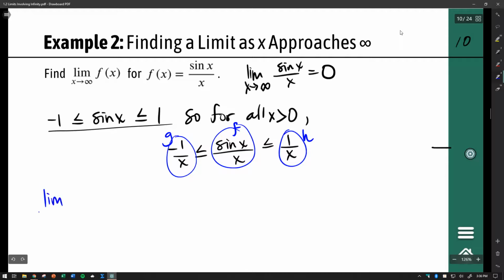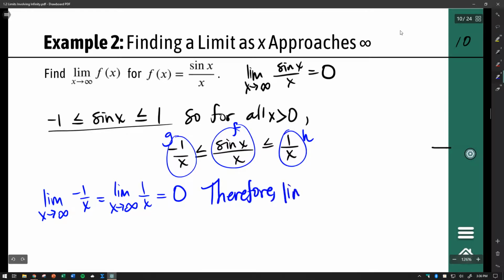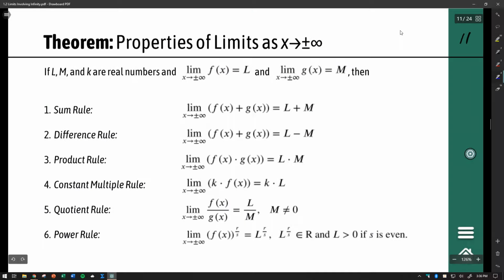And we have the limit as x goes to infinity of -1 over x, the same as the limit as x goes to infinity of 1 over x. And we know that both of these are 0 from the previous video. Therefore, the limit as x goes to infinity of the sine of x over x is also 0, and the squeeze theorem remains the same.